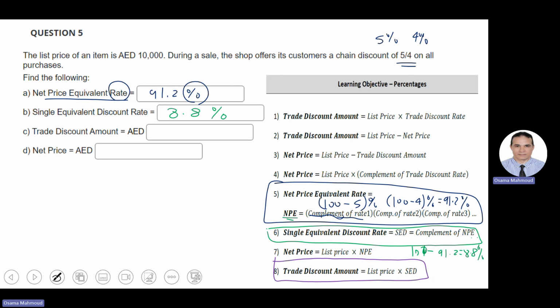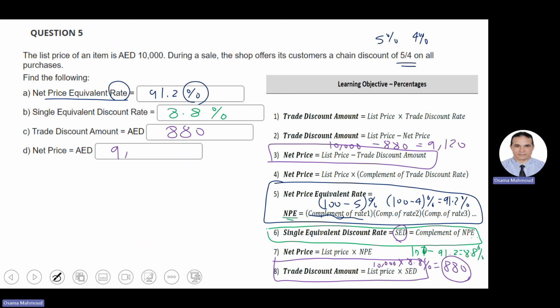What is the list price? It's 10,000. So 10,000 is my list price. Multiply by SED. This is SED, right? Single equivalent discount rate, which is 8.8%. Okay. So how much do you have? 880? Yes, 880. Now, the net price, I know the net price is always the list price, which is 10,000, minus the trade discount amount I just found now. So how much will I get? Yes, 9,120. It's very easy if you have a question and you get the right formula and you can calculate.